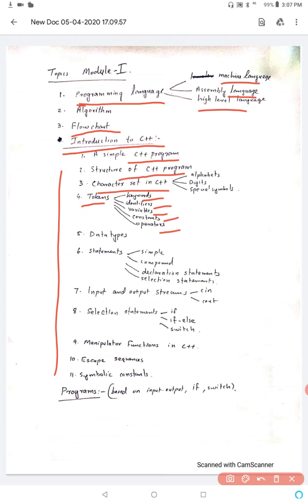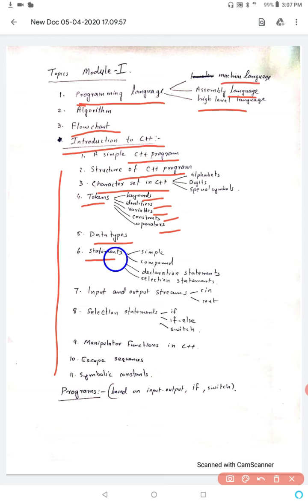After that, we will come to data types. Whatever we are giving to a program as input is data. Data is of different types. It can be a number, a character, a decimal number, etc. Those things we will learn as data types.